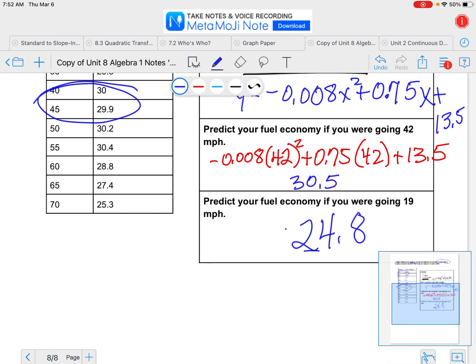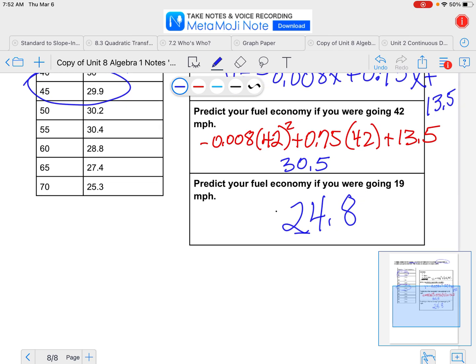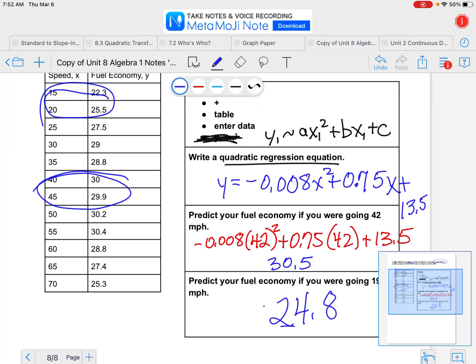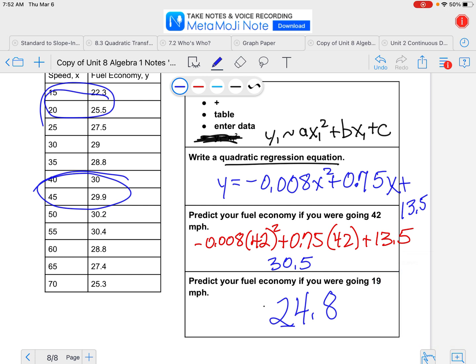Now, there's something else. No, you can't. Sorry, my bad. So you can use this information that you get from writing the equation from the table. You can use it to answer questions, to make predictions, to do a lot of different things.